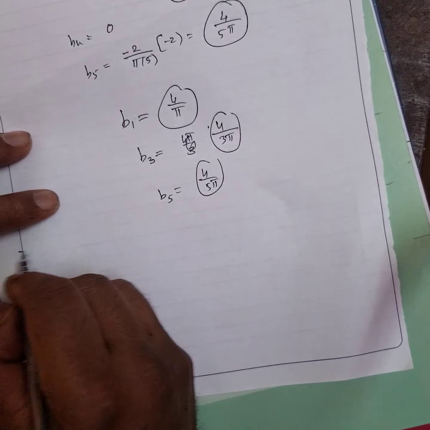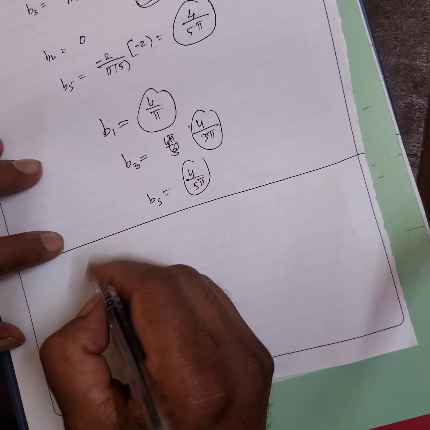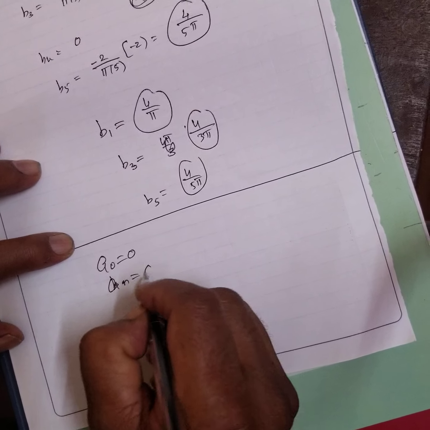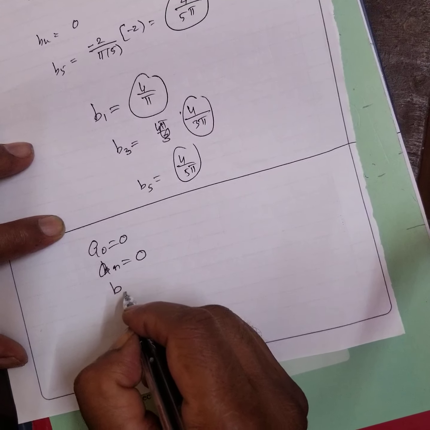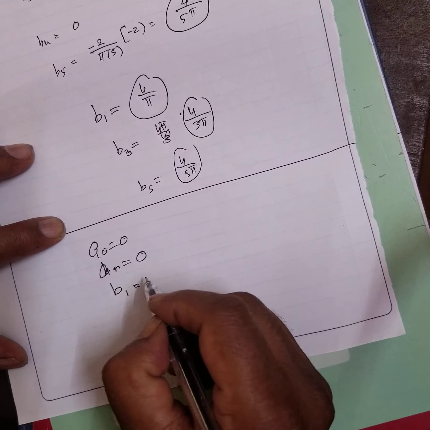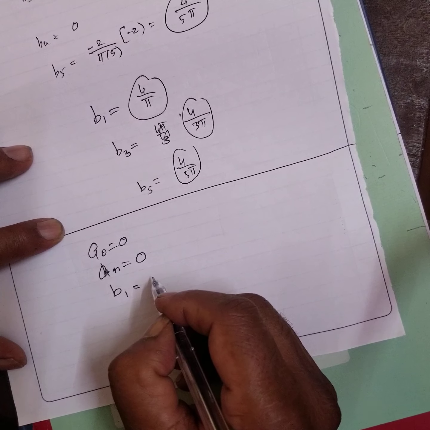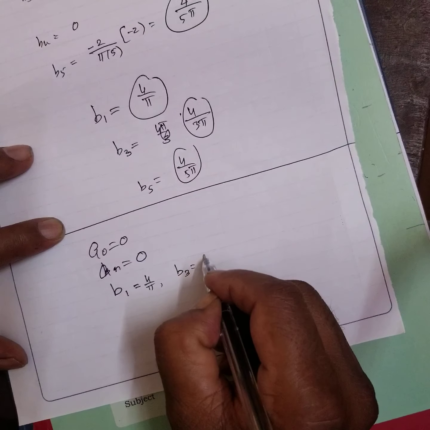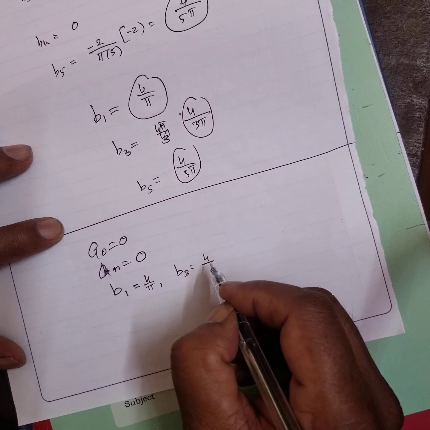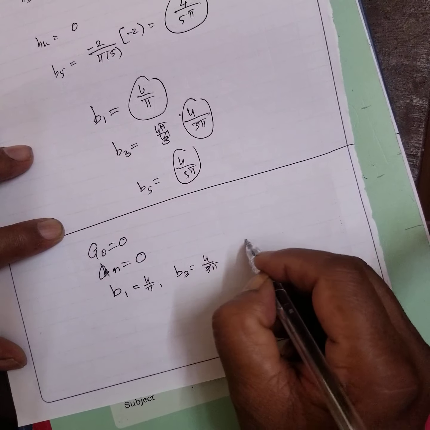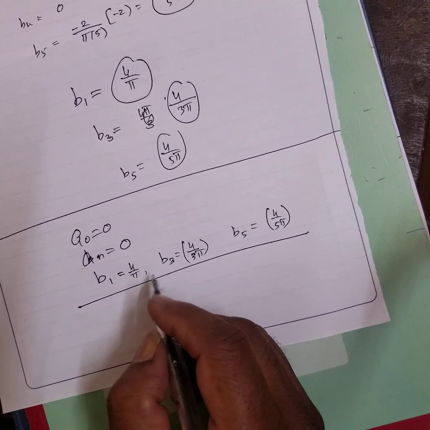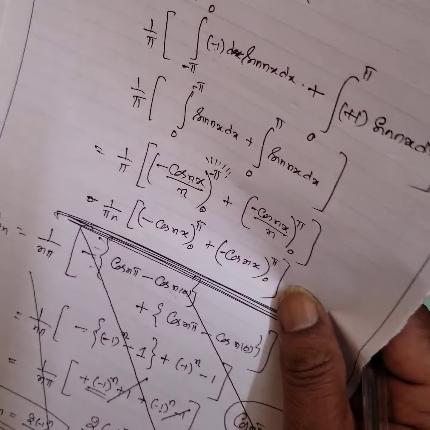Therefore, you have all these 3 series. Here what is A0? 0. An is also 0. B1 is 4 by pi. B3, 4 by 3 pi. B5, 4 by 5 pi. Therefore, put that in the Fourier series.